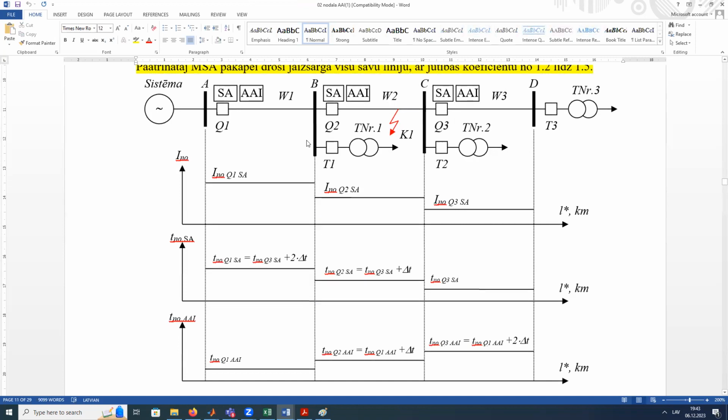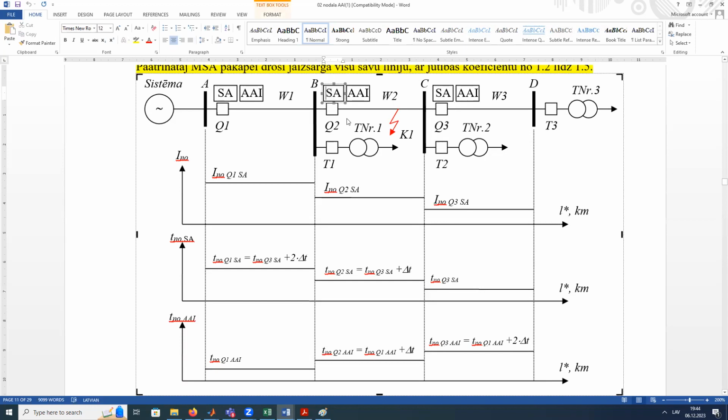Here we could try to use an interesting solution. We could try to disable the time delay for selective protection. So not to use an unselective protection, but to use the possibility to disable the time delay. How does it work? Here we get a fault, and the selective relay protection of line 2, with its time delay delta t, disconnects Q2 and this line.